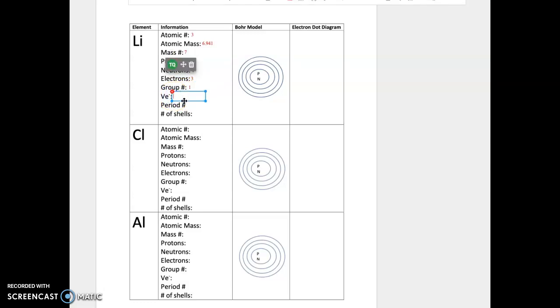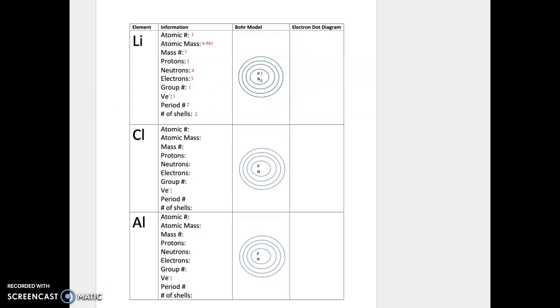So if it's in group number 1, we don't have to drop any numbers, and we see that we have 1 valence electron. The periods go side to side, so that means we are in the second period, and that tells us exactly how many shells we have. So we come over here and we fill in our Bohr model. We have 3 protons and we have 4 neutrons.